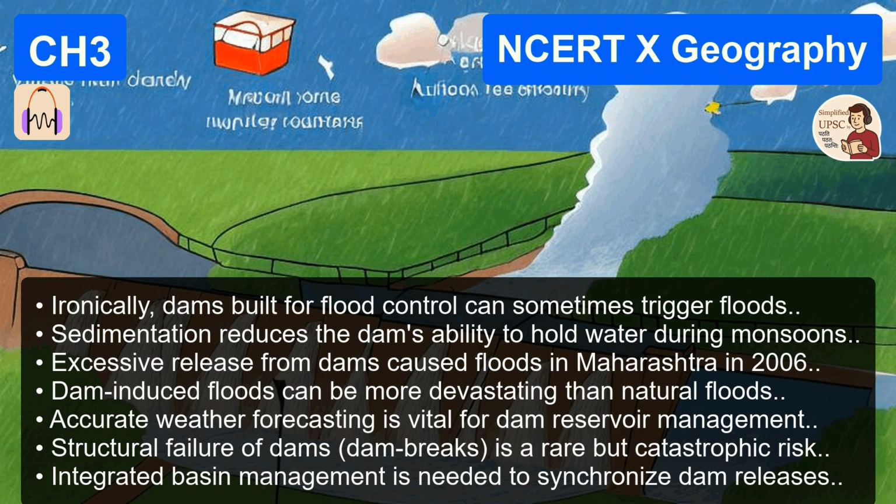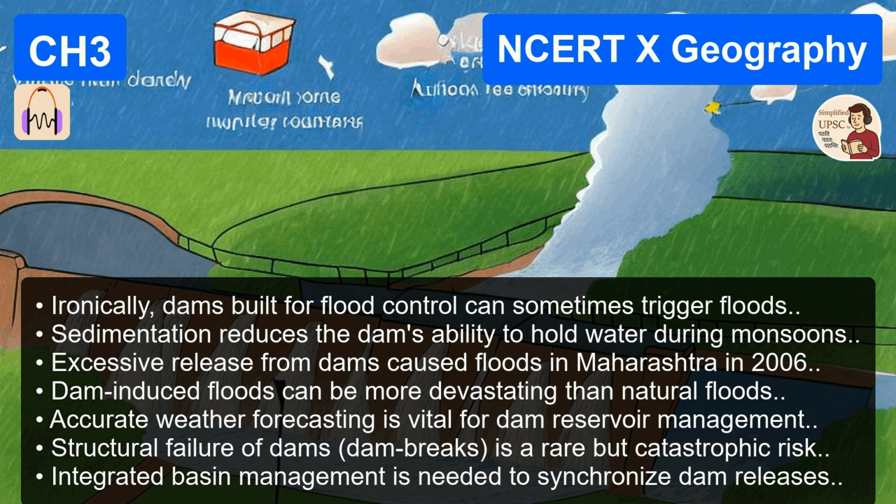Speaking of irony, there's another one the text mentions regarding flood control. Right. These dams are explicitly built to control floods, but the text says they have actually triggered floods. How does that logic even work? It goes right back to that sedimentation we talked about. Because the reservoir gets filled with silt over time, its capacity to hold water actually decreases. It becomes shallower. So it can't hold as much during a heavy monsoon.